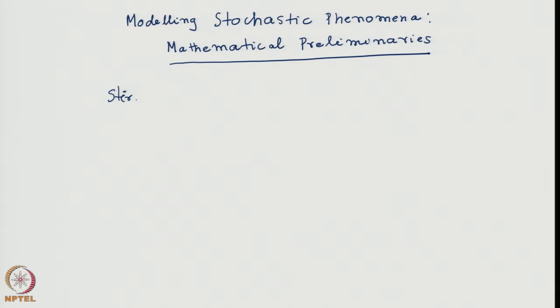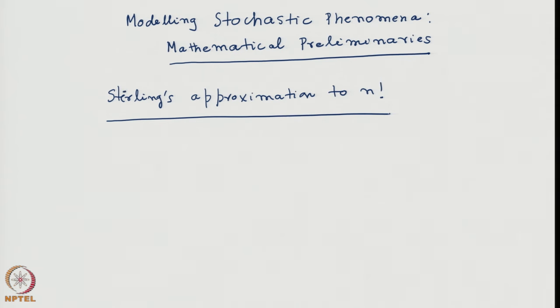First tool that we will focus on is about factorial function, specifically the so-called Stirling's approximation to n factorial. The factorial function occurs quite frequently in statistical physics and in stochastic modeling. It is also sometimes called a gamma function when n is not an integer, or in general, whether n is integer or non-integer, a representation called gamma function is used.